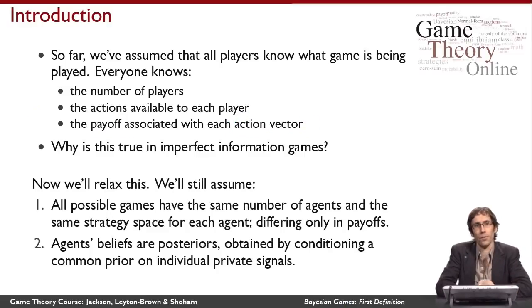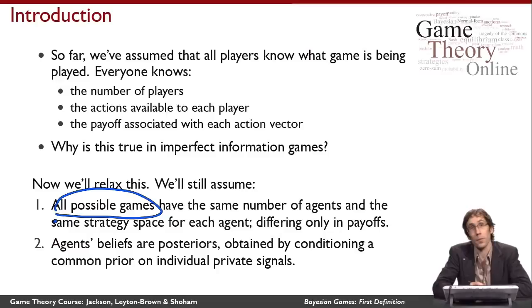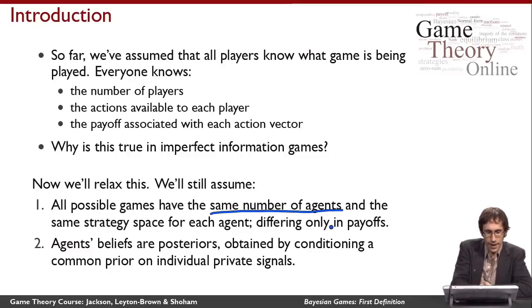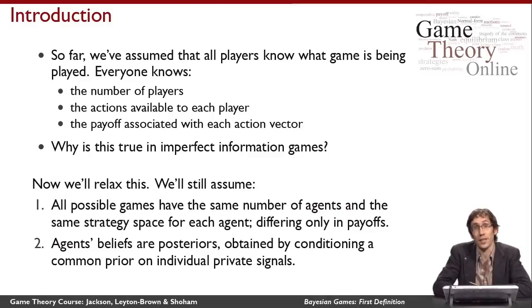Now we want to think about games where these assumptions aren't true anymore. So we are still going to make some new assumptions, so let me tell you about that. What we're relaxing is that all players know what game is being played. So we're now going to think about the idea that there's more than one possible game that the players can think about. And among all of these possible games that the players will reason about, they're all going to be games that have the same number of agents and the same strategy space for each agent. So how they're going to be different is just in the utility functions.